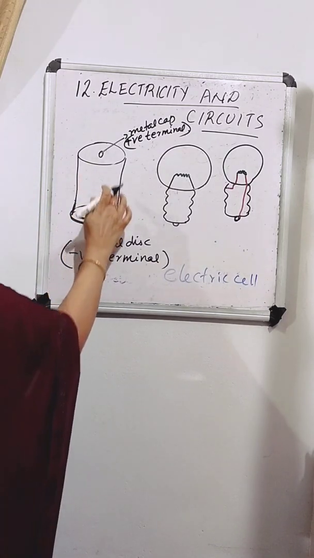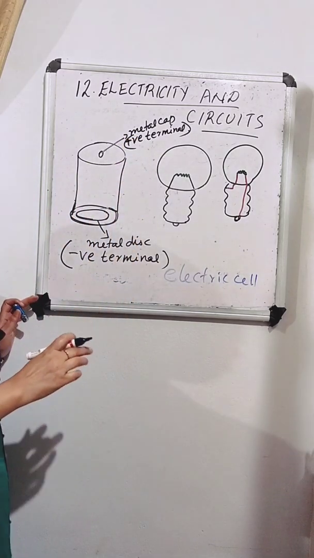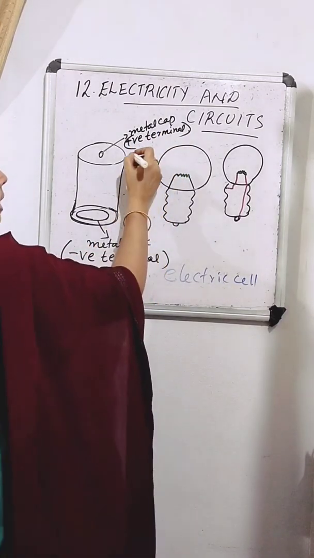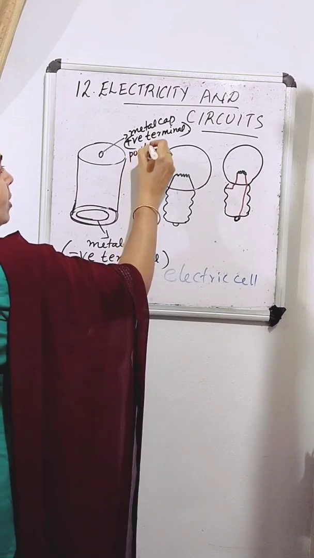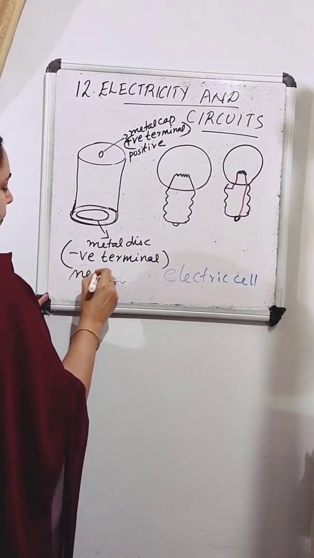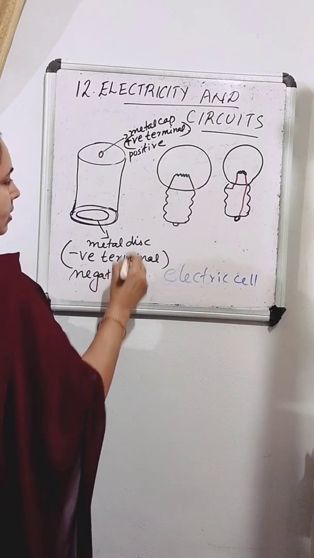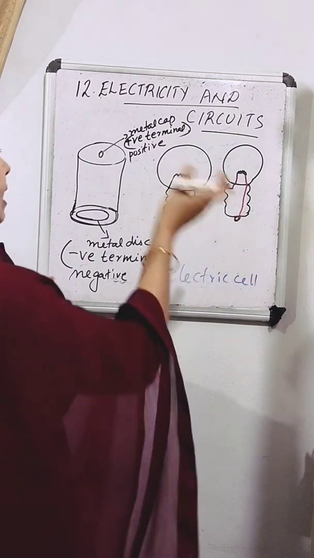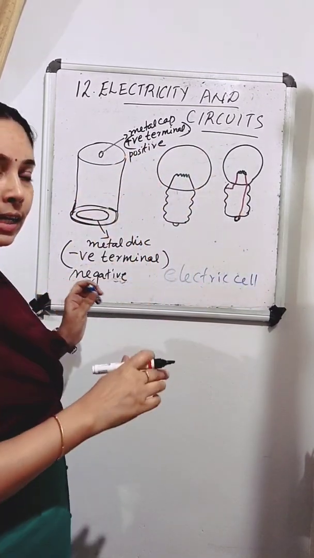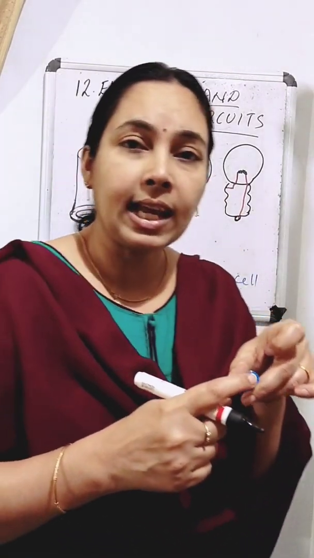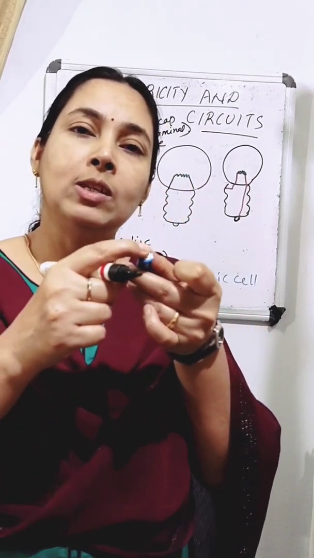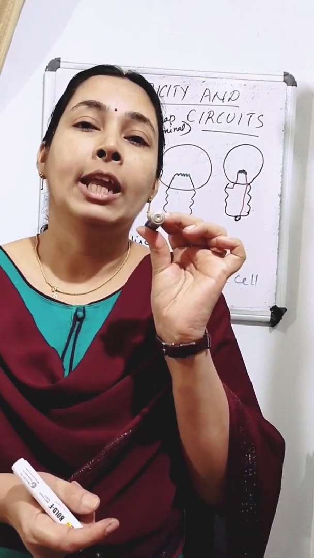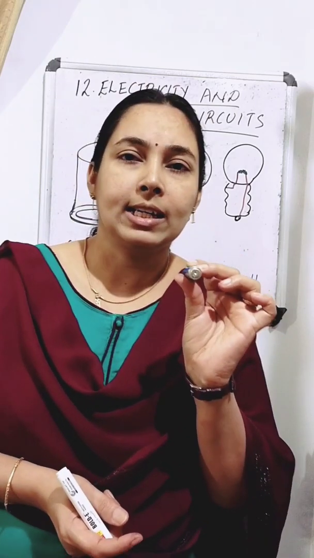So one electric cell has two terminals. Which are the two terminals? Positive terminal and negative terminal. You can write it as positive also. So these are the two terminals, positive terminal and negative terminal. And which is the positive terminal of an electric cell? This metal cap is the positive terminal of the electric cell, and this metal disc is the negative terminal of the electric cell.